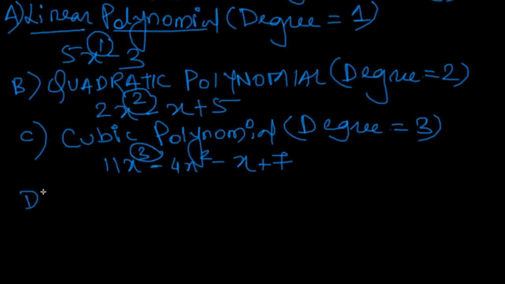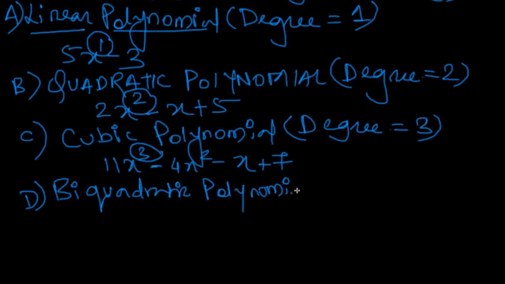Now the last type that we have is the biquadratic polynomial. If quadratic is of degree 2, then biquadratic should be of degree 4. So biquadratic is that type of polynomial where your degree will be 4.